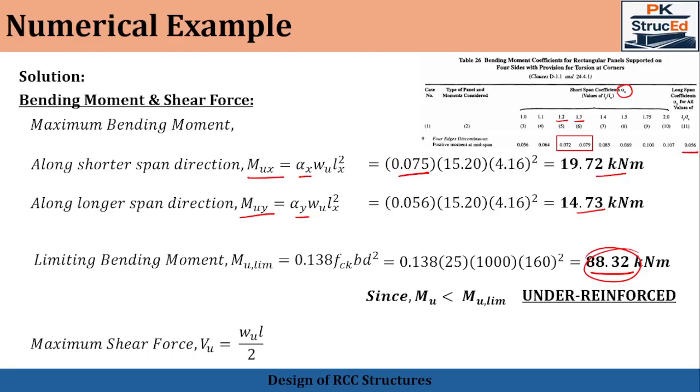Now, the maximum shear force will be calculated along the shorter span direction, which is the maximum one, which will be Wu into Lx by 2. So, in that case, it is 15.2 into 4.16 divided by 2, which comes as 31.62 kilonewton.